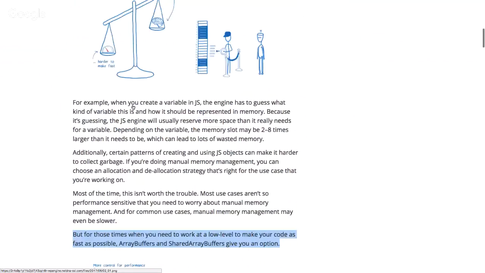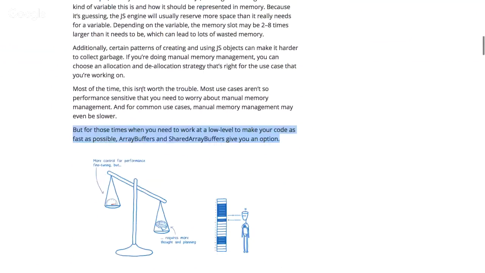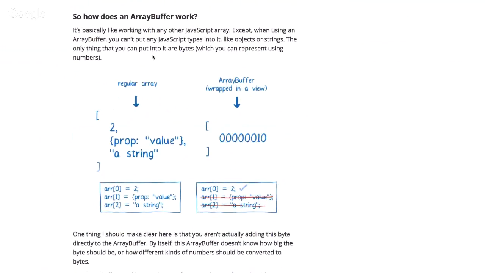But wherever performance is a criterion, and not only performance but the footprint of your application should be as small as possible, in those cases you would manually manage memory, and you would use features like ArrayBuffer and SharedArrayBuffer. So in the next section, they talk about how an array buffer works.